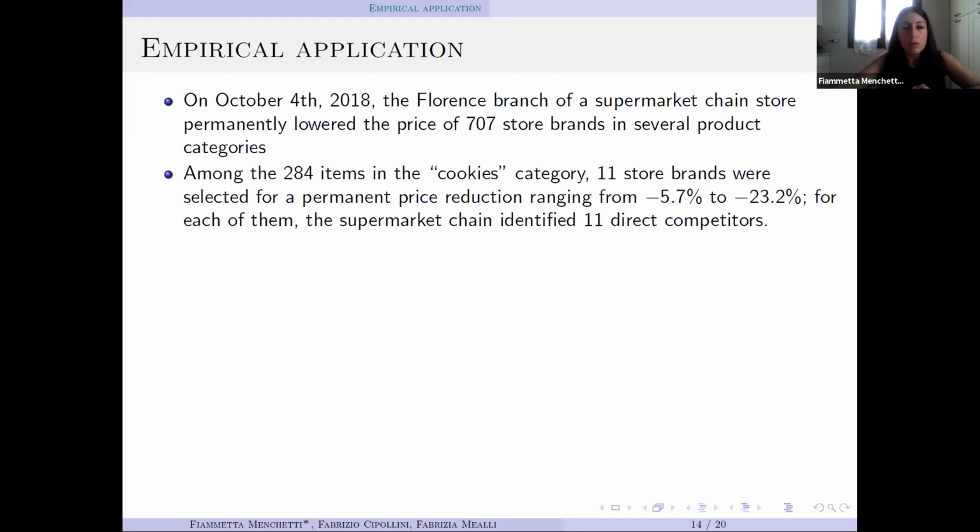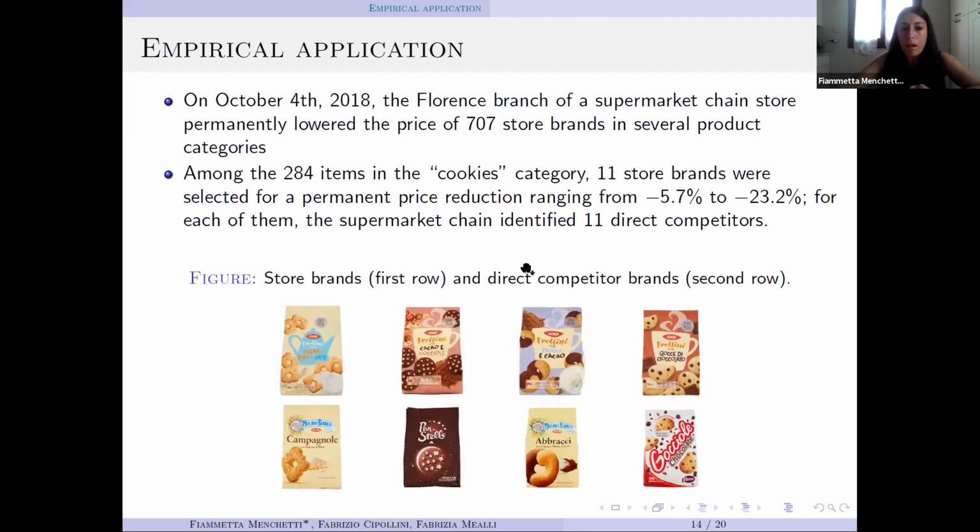So they basically asked us to compute the effect that this price policy change had, both on the store brand and on the direct competitors. As you can see from this figure, they are really identical products. So we suspected that this price policy change applied on this first row of products here, the store brands, could actually have impacted in a negative way the sales of the competitor goods.